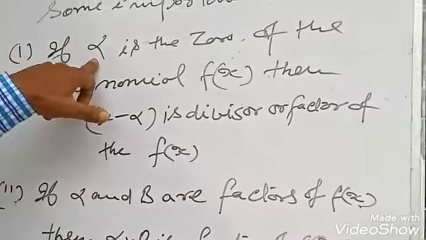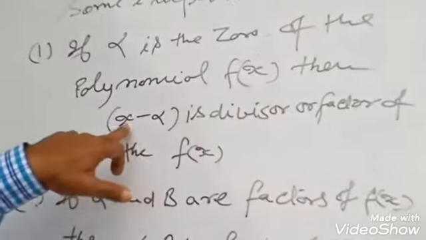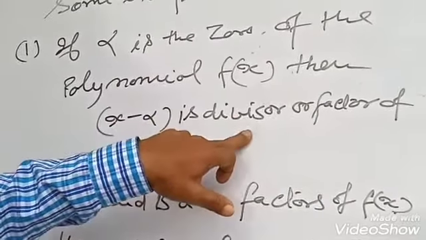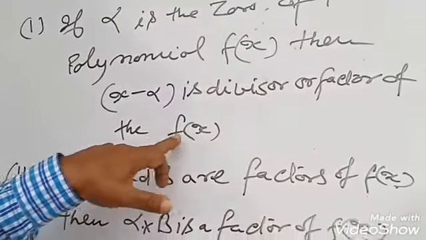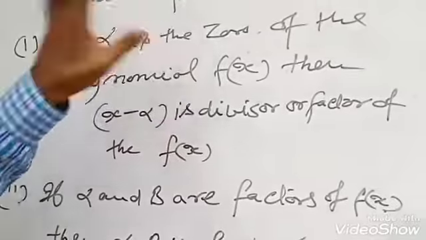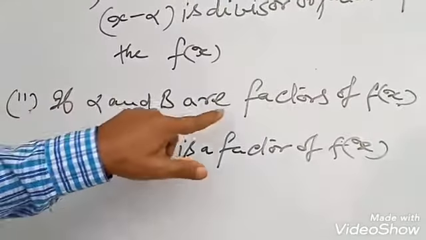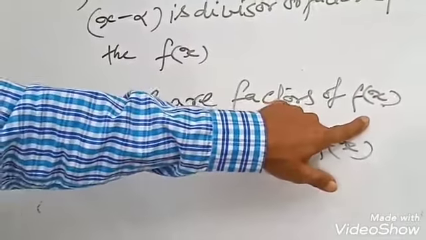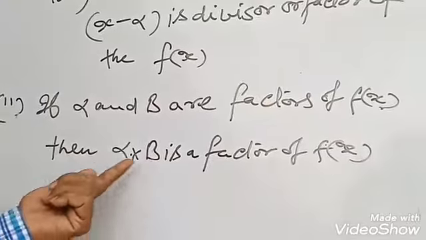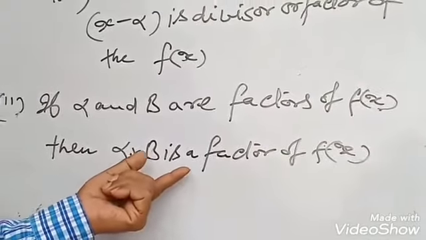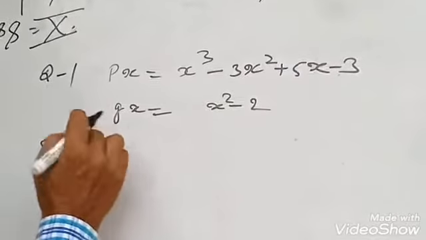Here, if alpha is a zero, then x minus alpha is the divisor, or x minus alpha is a factor of the polynomial f(x). That is the first. Second is, if alpha and beta are factors of f(x), then alpha into beta is also a factor of f(x). This is the question number 1.